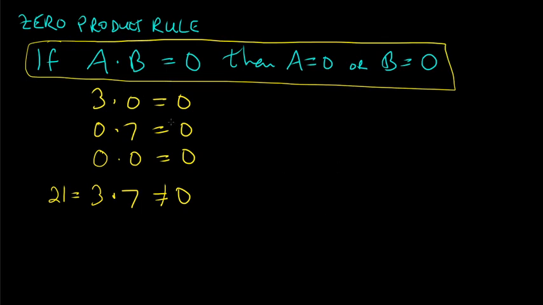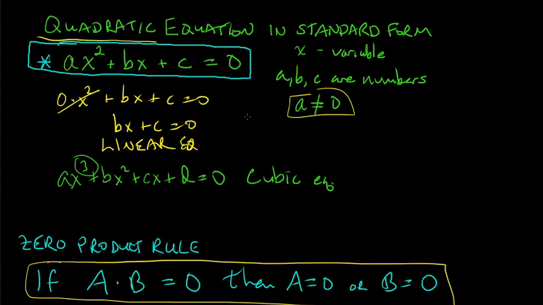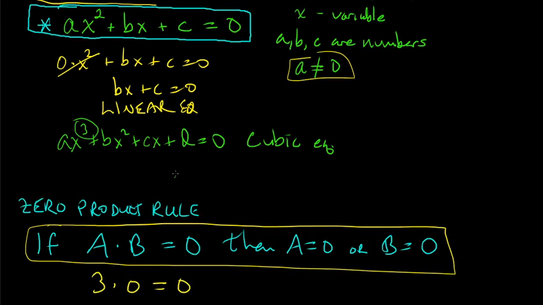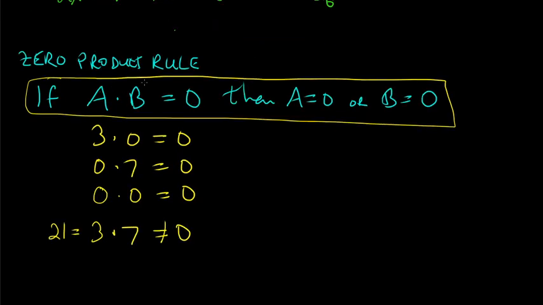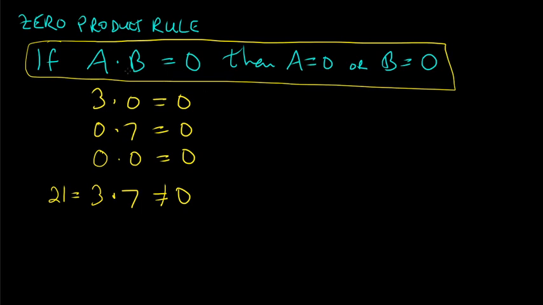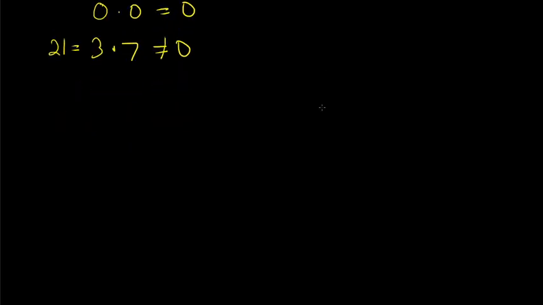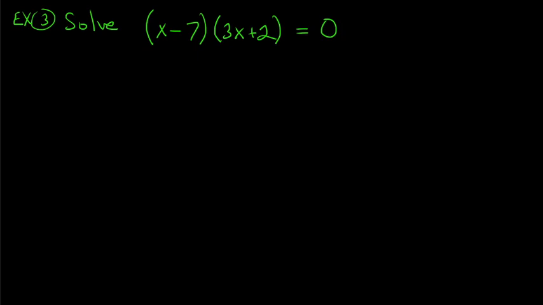Okay, so what does this have to do with quadratic equations? Before we get to a quadratic equation that looks like this, let's do a quick example of just using the zero product rule to solve an equation in maybe a less familiar form. Okay, so here's the example I have in mind. We want to solve the equation (x minus 7) times (3x plus 2) equals 0.